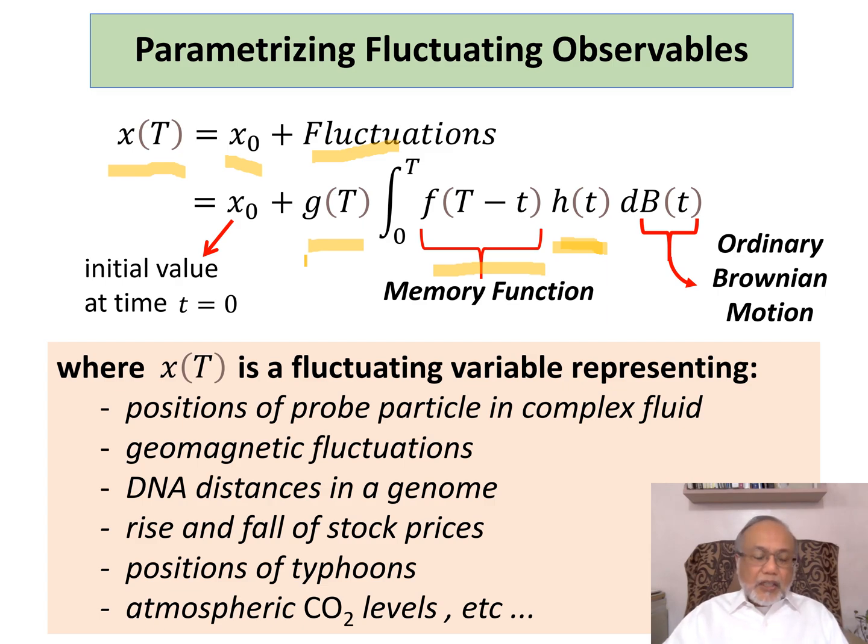It could represent positions of probe particles in complex fluid, geomagnetic fluctuations. It could be DNA distances in a genome. It could deal with stock prices or positions of typhoons, or the variations in the atmospheric carbon dioxide levels. And it could be essentially anything that you would like to deal with or to study. So just to familiarize ourselves with this type of parameterization, since actually g, f, and h functions would depend on the particular system that you are investigating.